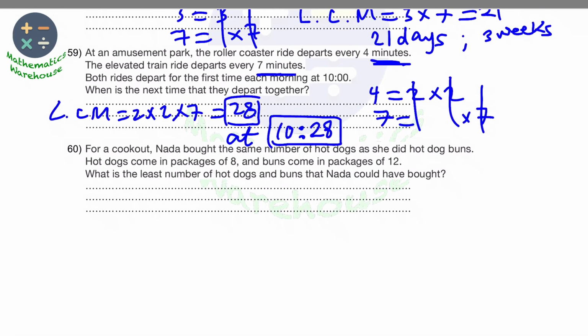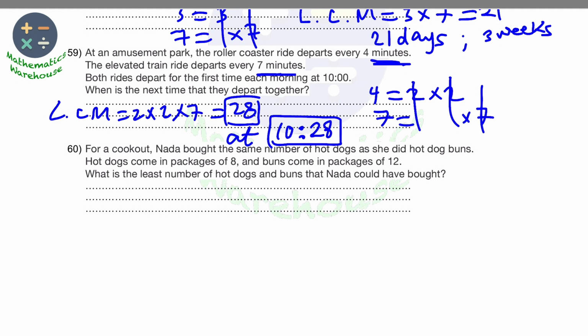Next question. For a cookout, Nada bought the same number of hot dogs as she did hot dog buns. Hot dogs come in packages of 8, and buns come in packages of 12. What is the least number of hot dogs and buns that Nada could have bought?